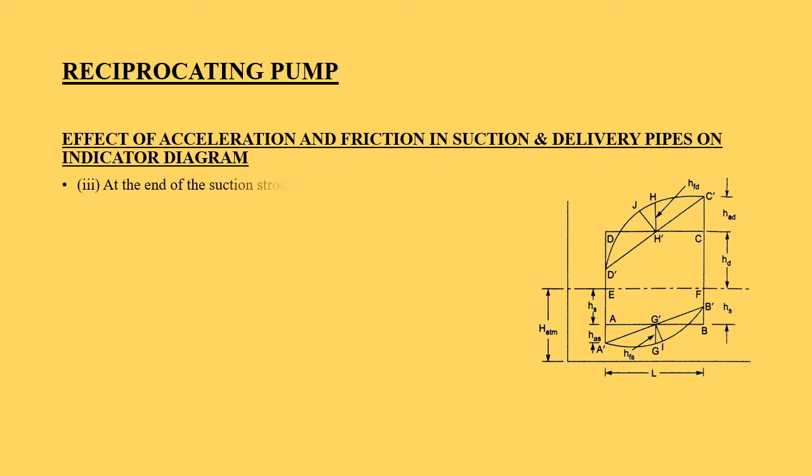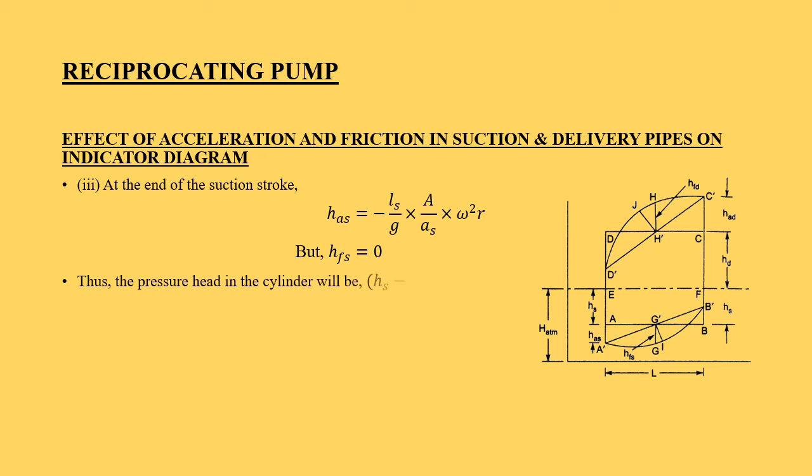At the end of the suction stroke, HAS is equal to minus Ls by g into capital A by small as into omega square r, but HFS is equal to 0. So the pressure head in the cylinder becomes HS minus HAS, which is below the atmospheric pressure head.